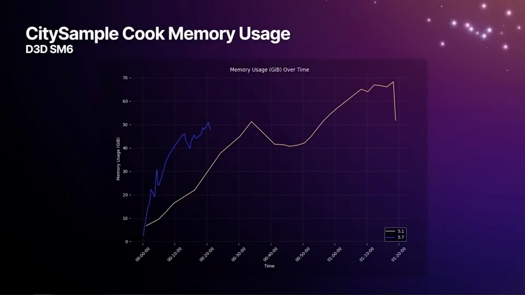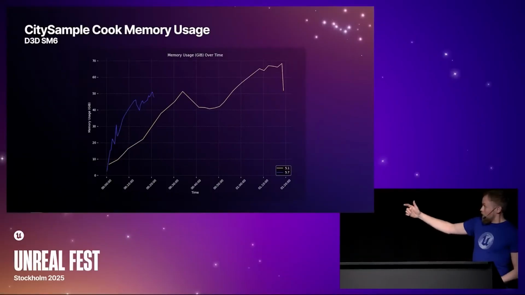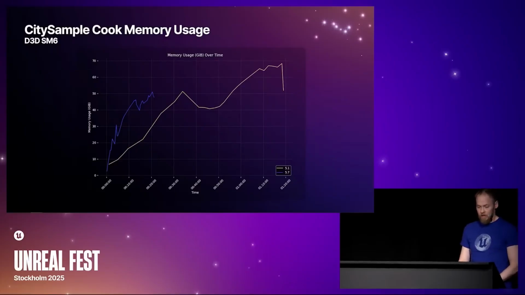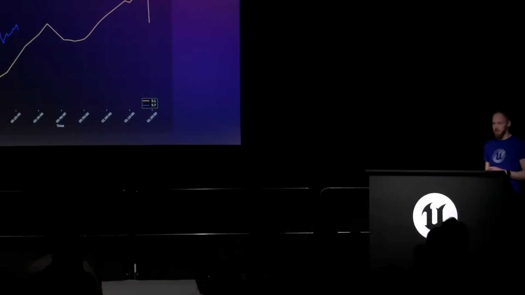I also wanted to show you a graph of memory usage over time on the same cooks. Well, not exactly the same cooks because tracing was enabled, so it extended the wall time a little bit. But you can compare memory usage before and after, and you can see basically it peaked about 20 gigabytes lower in 5.7 than 5.1. So cooks are both significantly faster and less memory intensive. And previous measurements suggested that the shared buffer optimizations I mentioned earlier were responsible for basically most of this improvement.